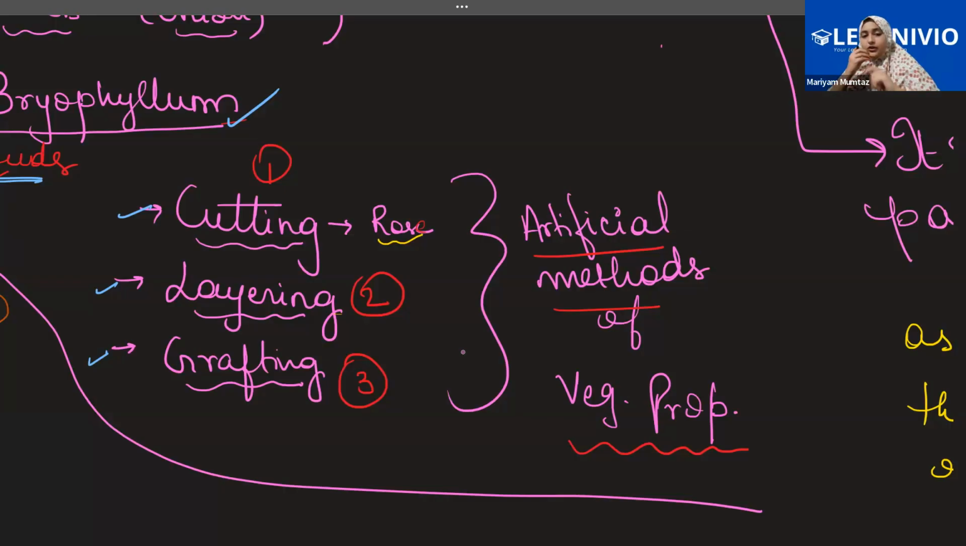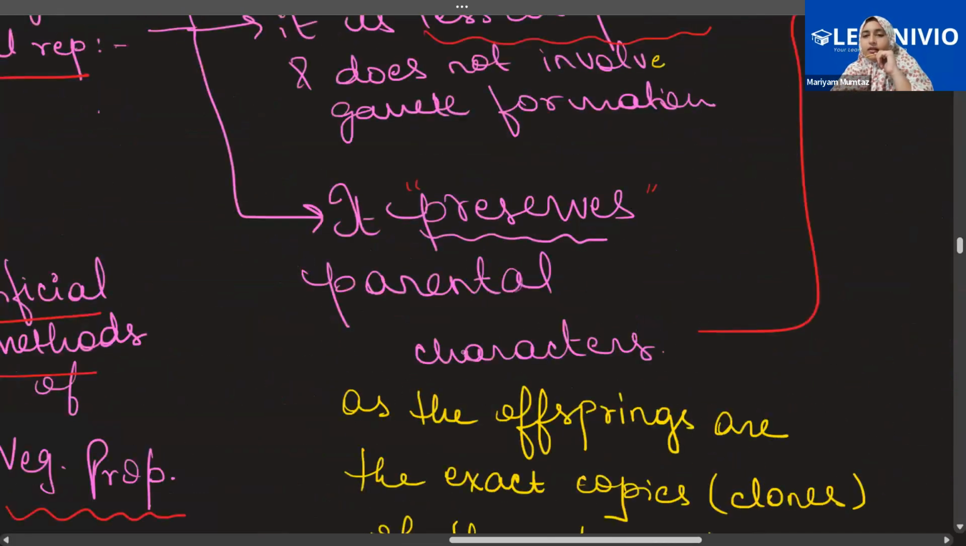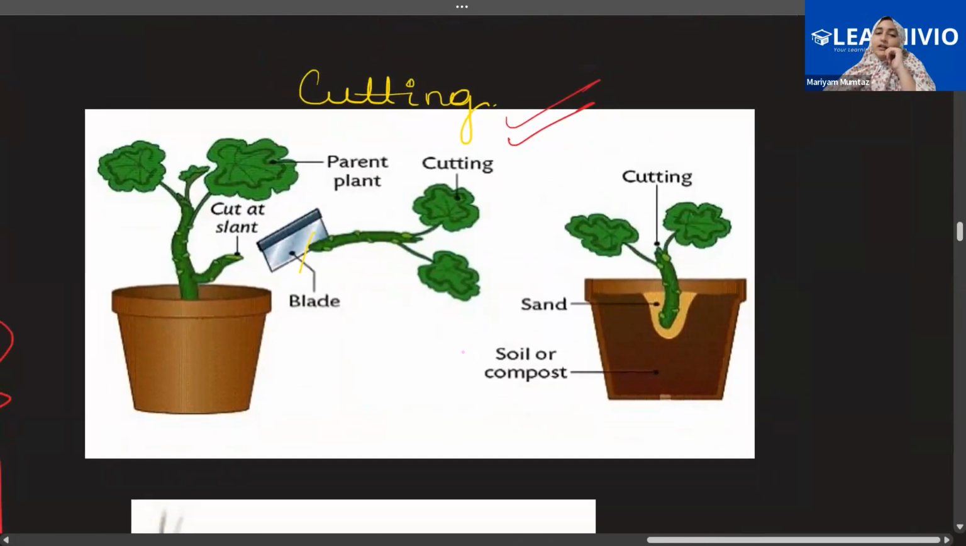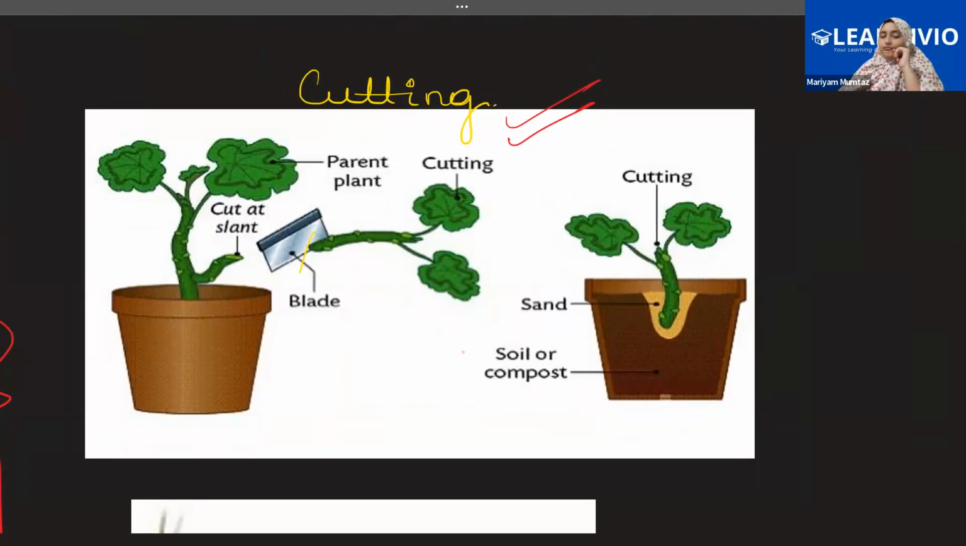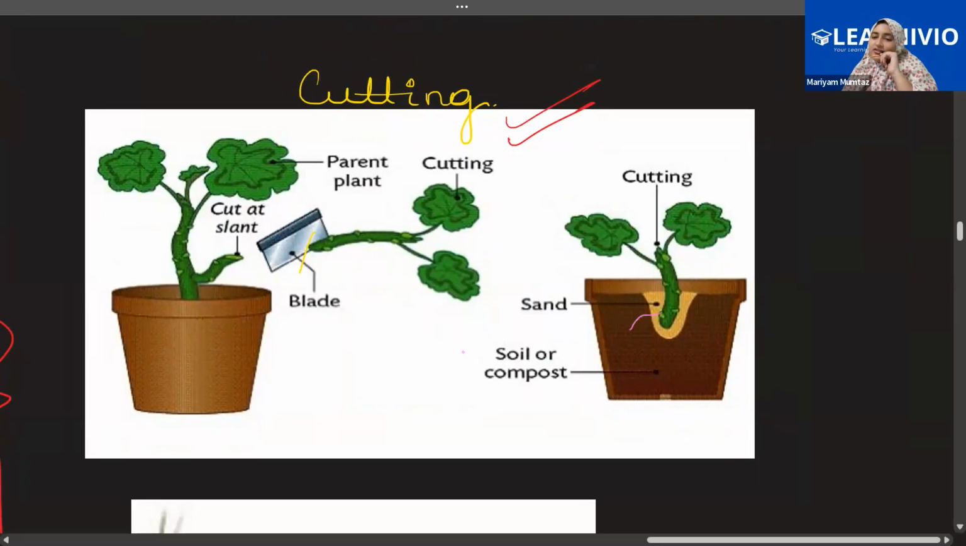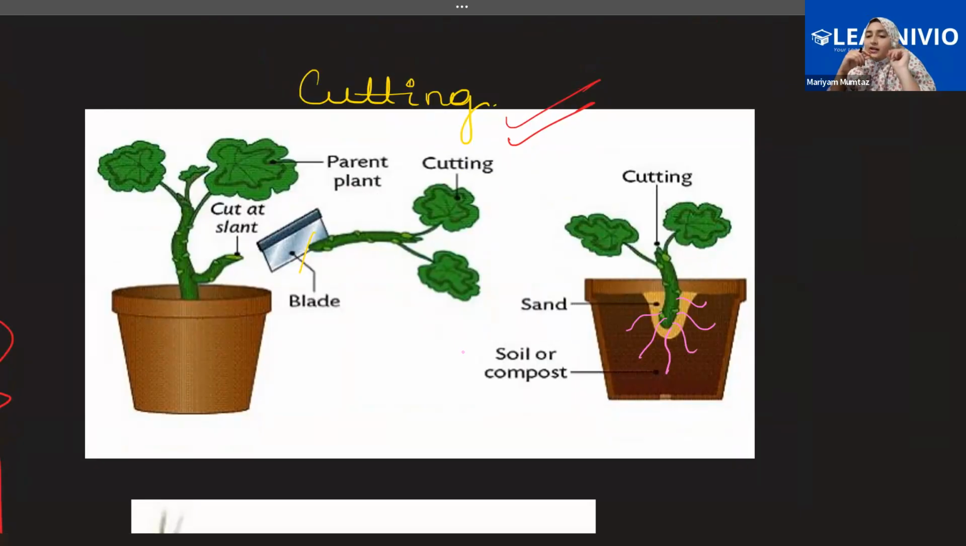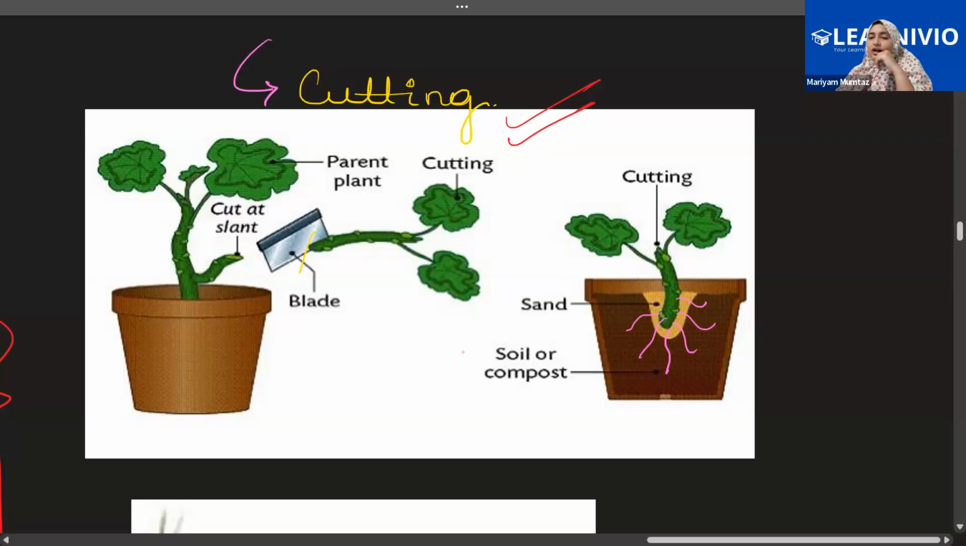These are the methods. They are not the parts. Rather, they are the methods that are used for vegetative propagation. Now, let us see the first method, the cutting. Here, a part of the plant is cut with the help of a blade, and that cut part is planted. When it gets the nutrients, it starts growing roots. Normally, if I ask you to grow a new plant, you'll bring a seed and plant it, isn't it? But this method, cutting, is a method of artificial vegetative propagation.